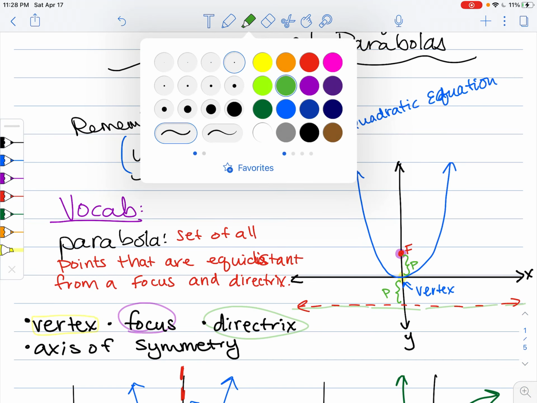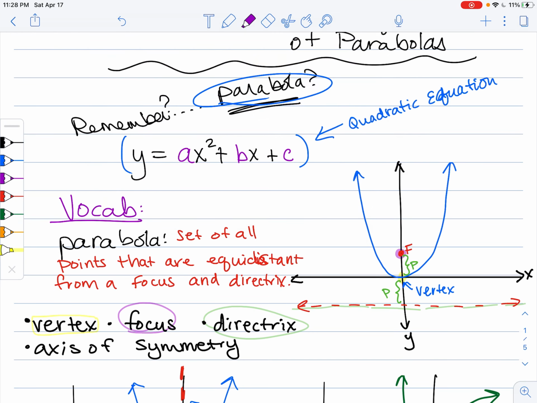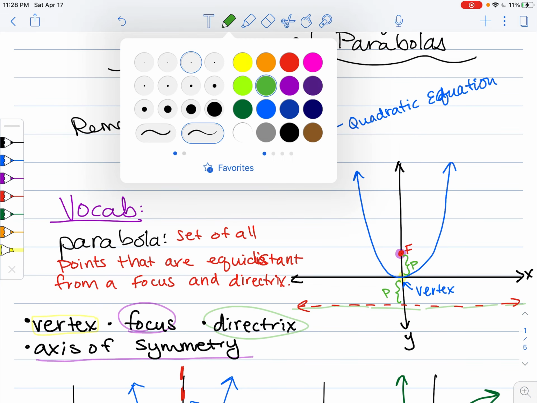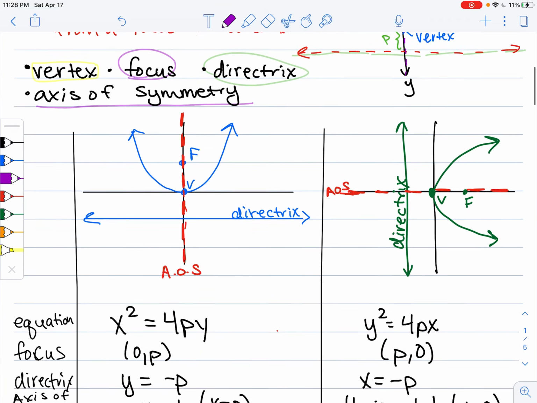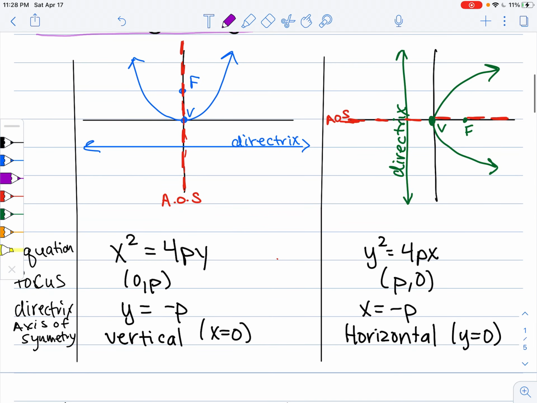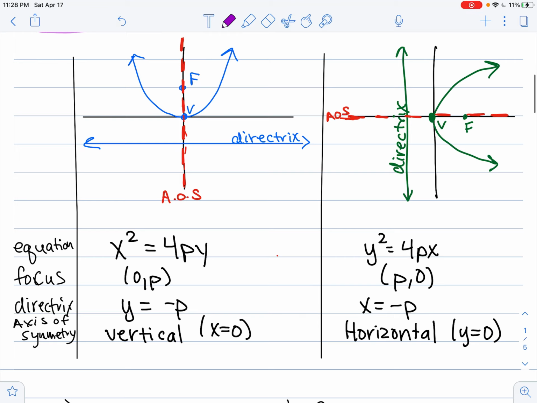And then the last thing we need to remember is that there's something called the axis of symmetry. The axis of symmetry goes right through the vertex right here. So in the purple, we call that the axis of symmetry. Now, there could be two different kinds of parabolas. There could be one running vertically, or one running horizontally like we see here.